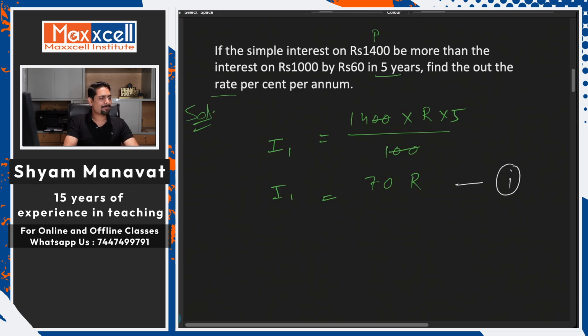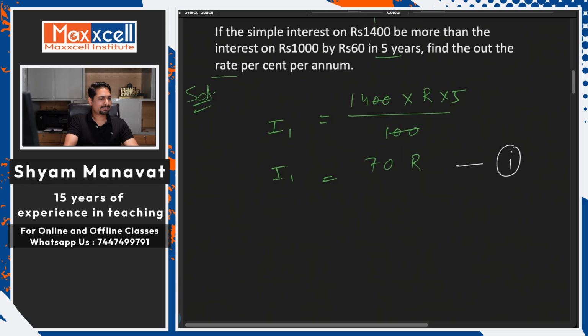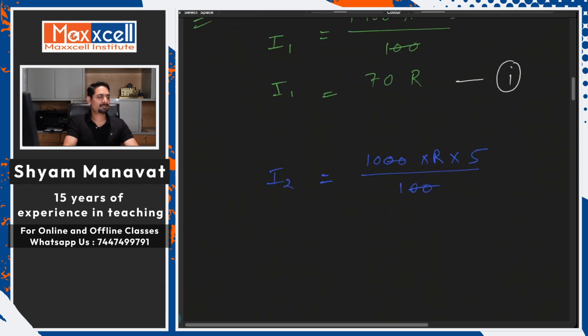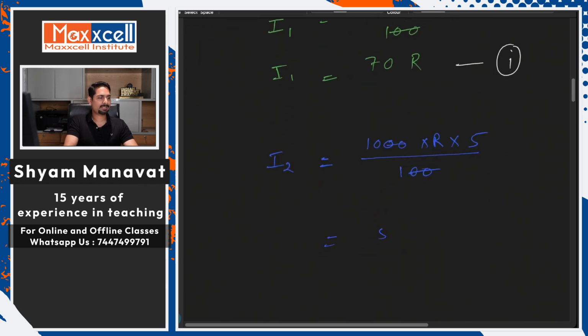Now, next it says another interest. Let me take a different color. That is I2, which you will get on principal 1000 with the same rate of interest and the same time, divided by 100. Cancel this here. What do you get? You will get 50R as I2. Let's call this equation number 2.